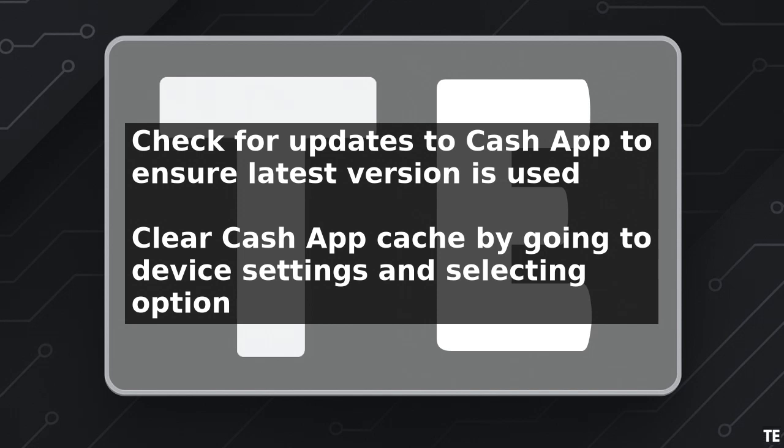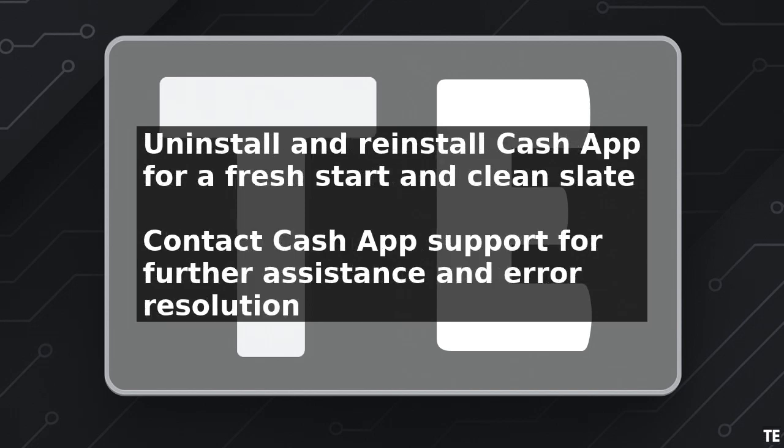If none of these steps resolve the issue, try uninstalling and then reinstalling the Cash App. This will completely remove the app from your device and give you a fresh start when you reinstall it. Lastly, if you continue to experience the error, it may be necessary to contact Cash App support for further assistance. They can help determine if the issue is with their servers or if there is another problem that needs to be addressed. By following these steps, you should be able to fix the Cash App error code 503 and get back to using the app without any issues.